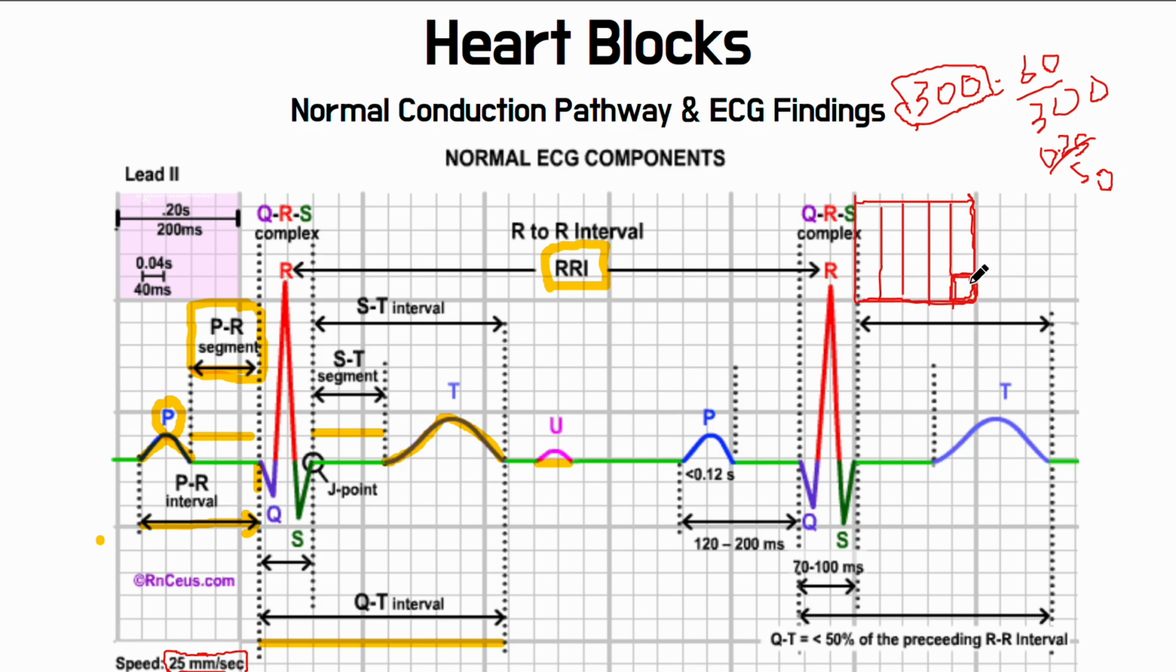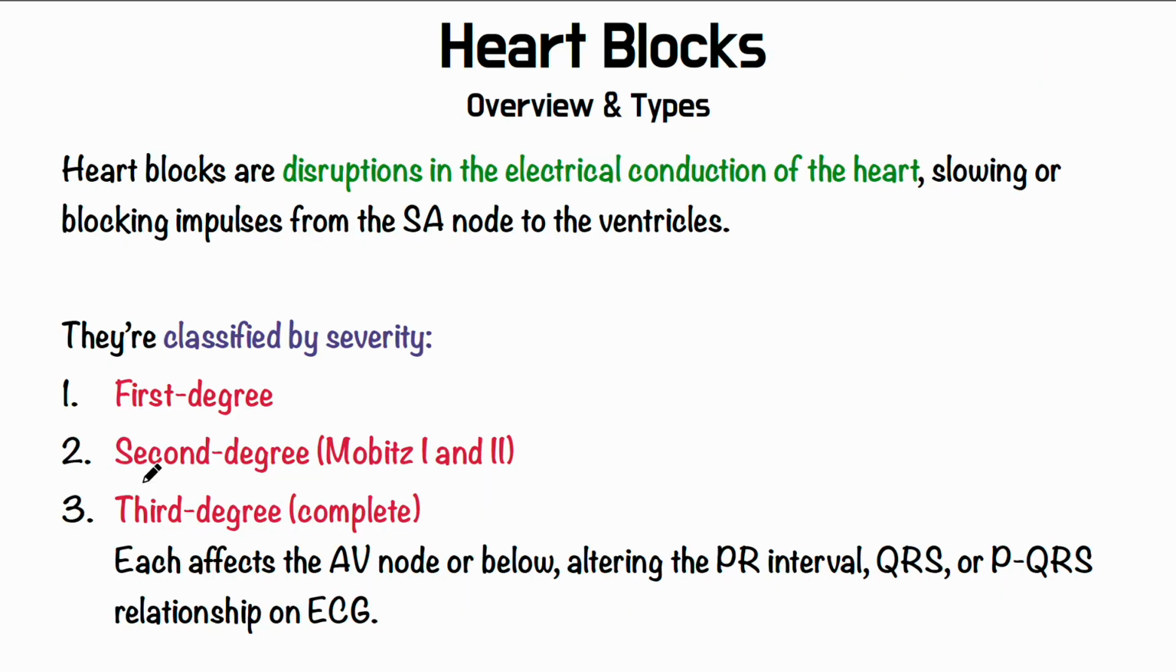So that is just the review for you. You just have to remember the normal range of the PR interval. It is less than 200 milliseconds. Just remember that for now. Let's begin. So what is heart block? Heart block is a disruption in the electrical conduction of the heart, slowing or blocking impulses from the SA node to the ventricles. This is heart block.